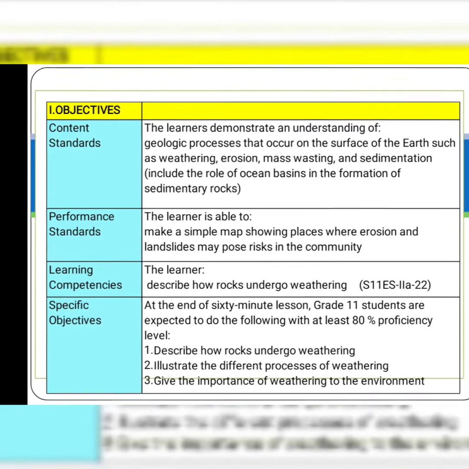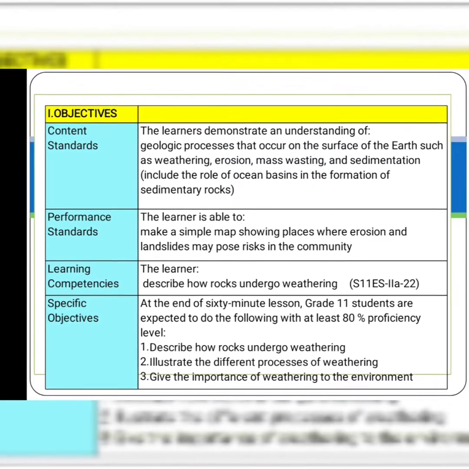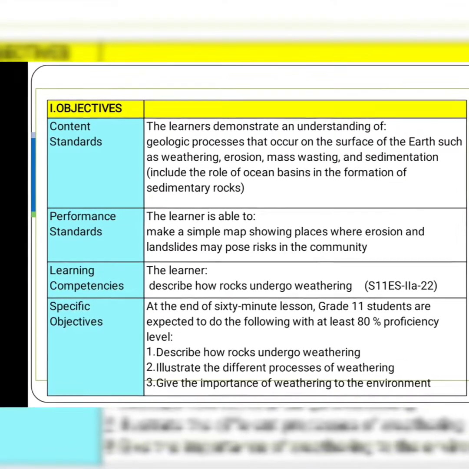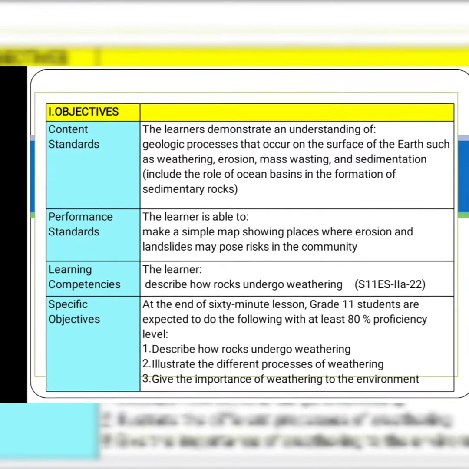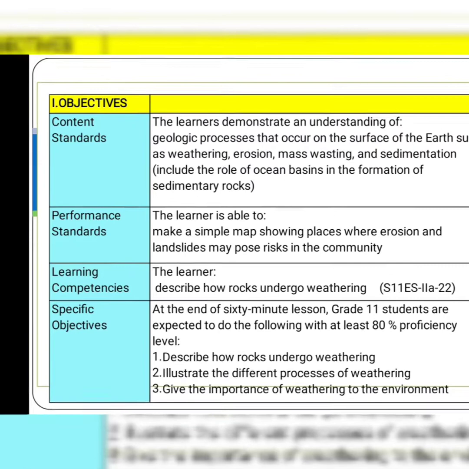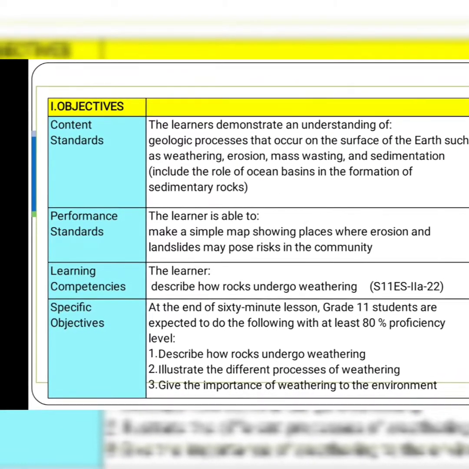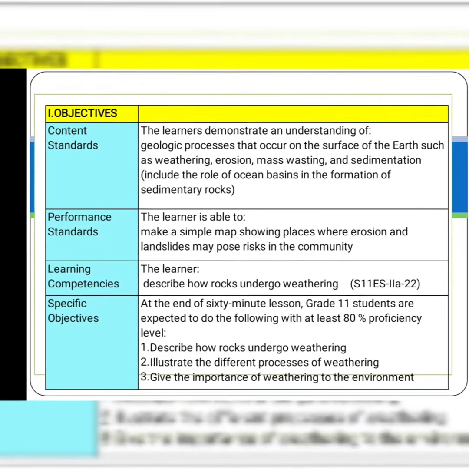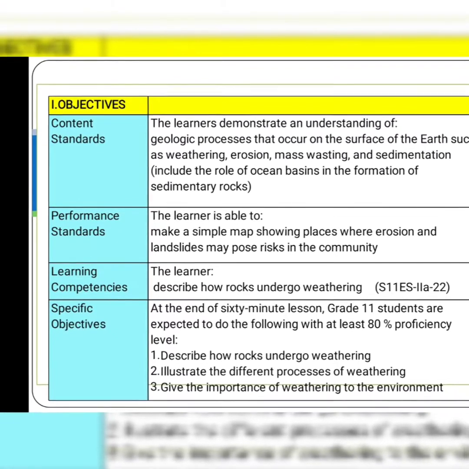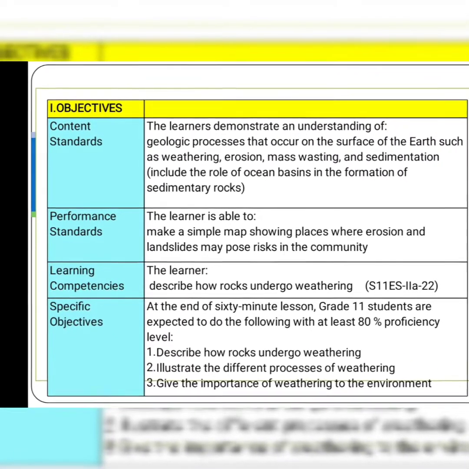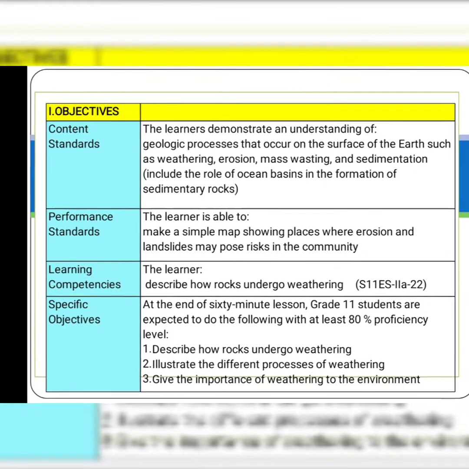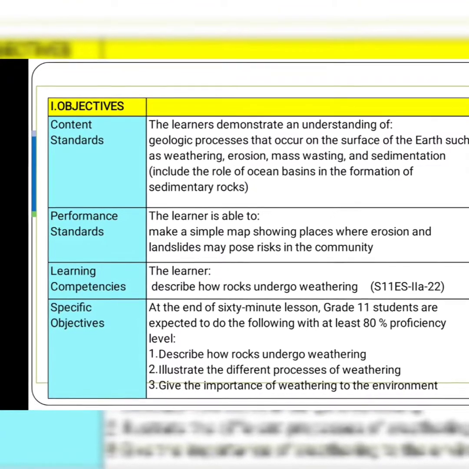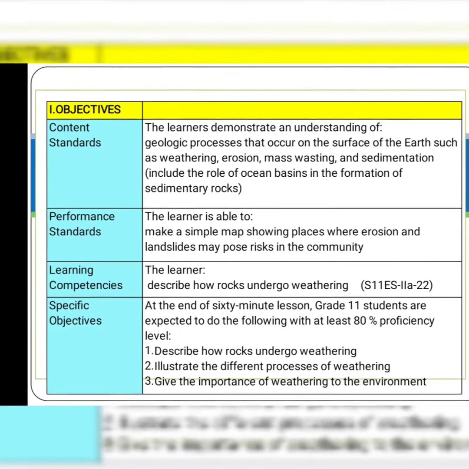For example, in here, the learning competency is to describe how rocks undergo weathering. You can see the code. S stands for science, 11 is for grade level, ES is for earth science, and then 2 denotes the quarter, so that means second quarter. A is for the number of weeks, so A stands for week 1, and then the number 22 stands for the number of learning competencies.